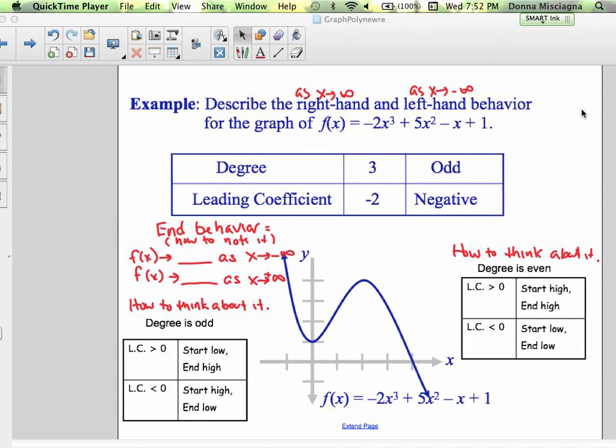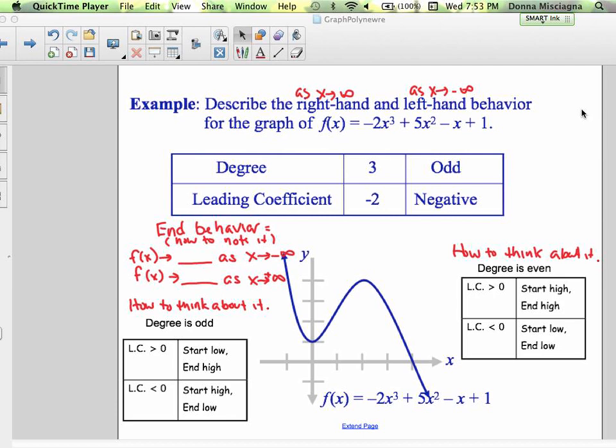All right, so let's look at our equation here. We have the equation written down below, and there we have our graph. We have f of x equals negative 2x cubed plus 5x squared minus x plus 1. We look to the largest exponent, and that's negative 2x cubed, so that means our degree is 3, which is odd.